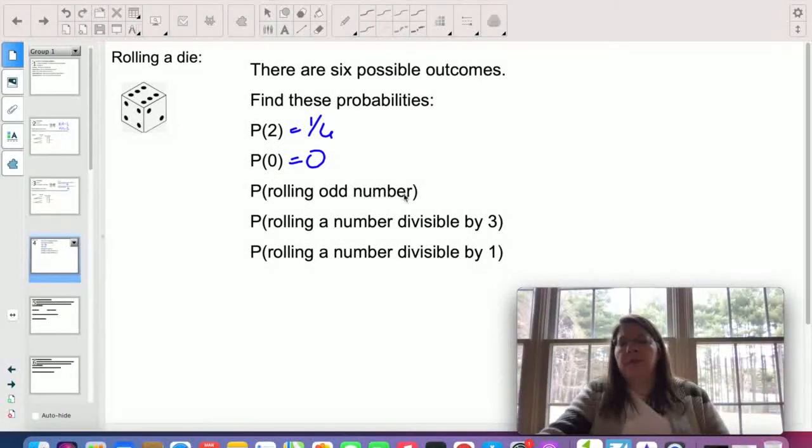What's the probability of rolling an odd number? Well, on the die, there are 3 odd numbers, 1, 3, and 5. So that would be 3 out of 6, or 1/2.